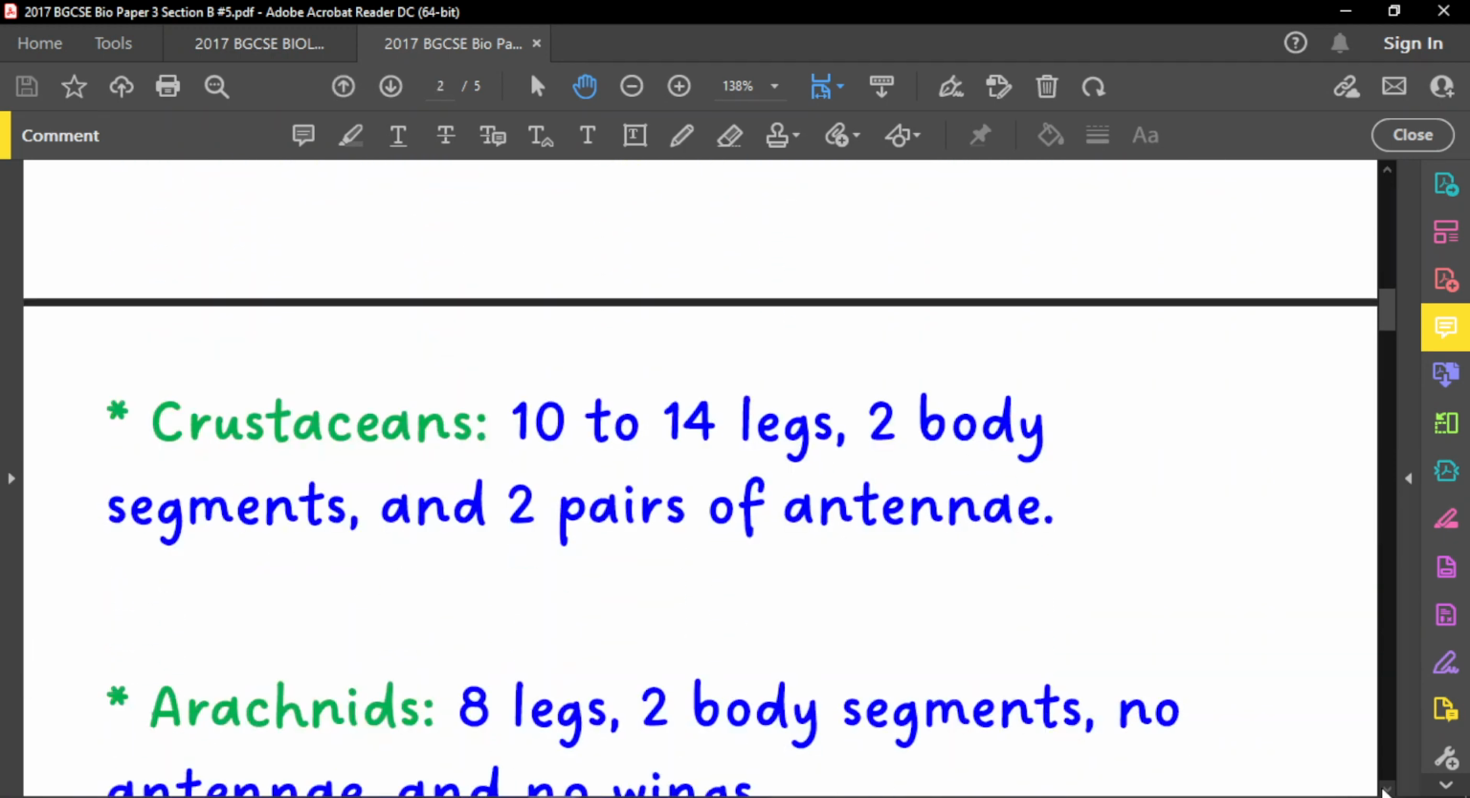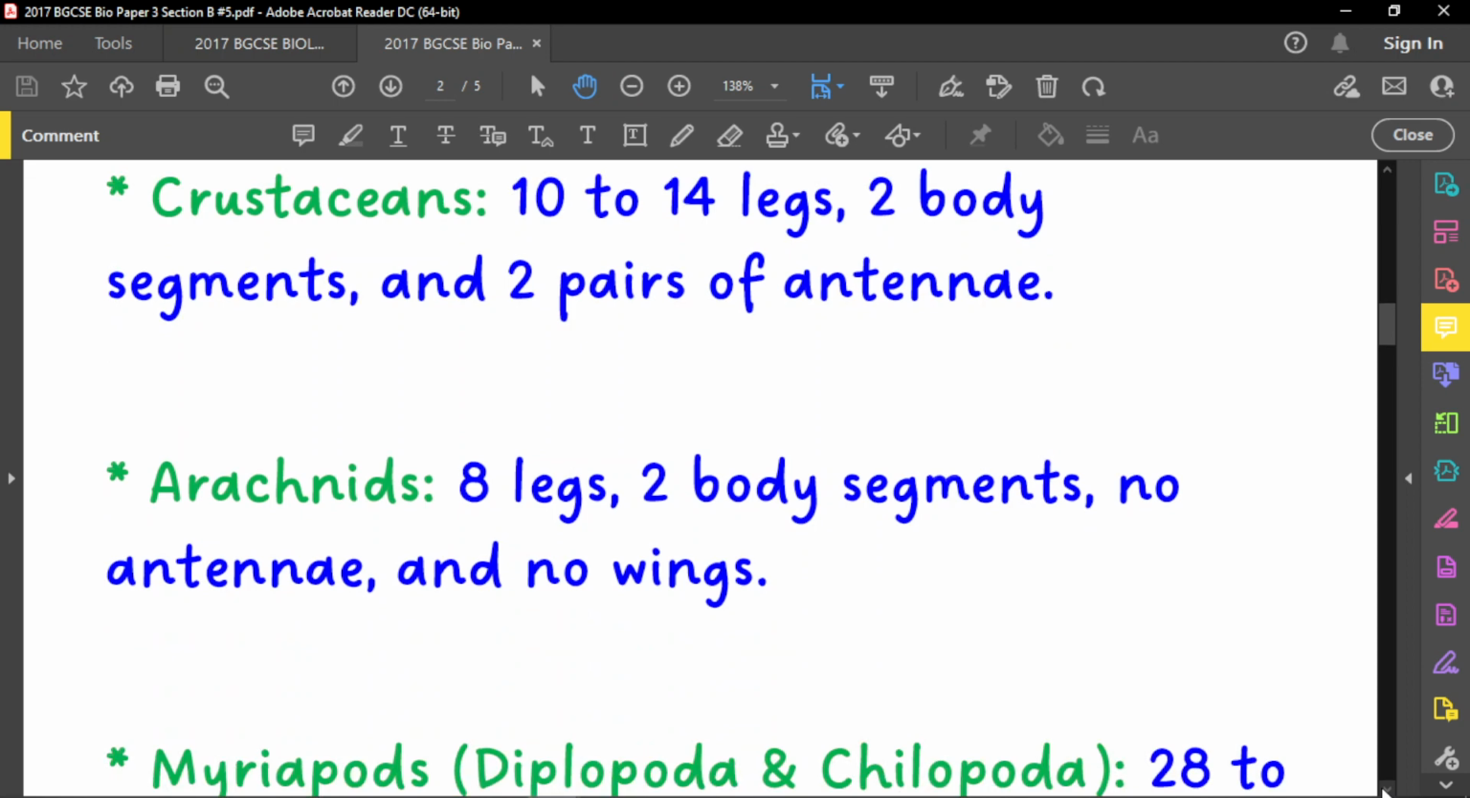All right, crustaceans, and we love our crustaceans. We all know crustaceans, right? Crustaceans include, of course, the lobster and so on. Crustaceans will have 10 to 14 legs for the most part. They have 2 body segments, and they have 2 pairs of antennae, okay?